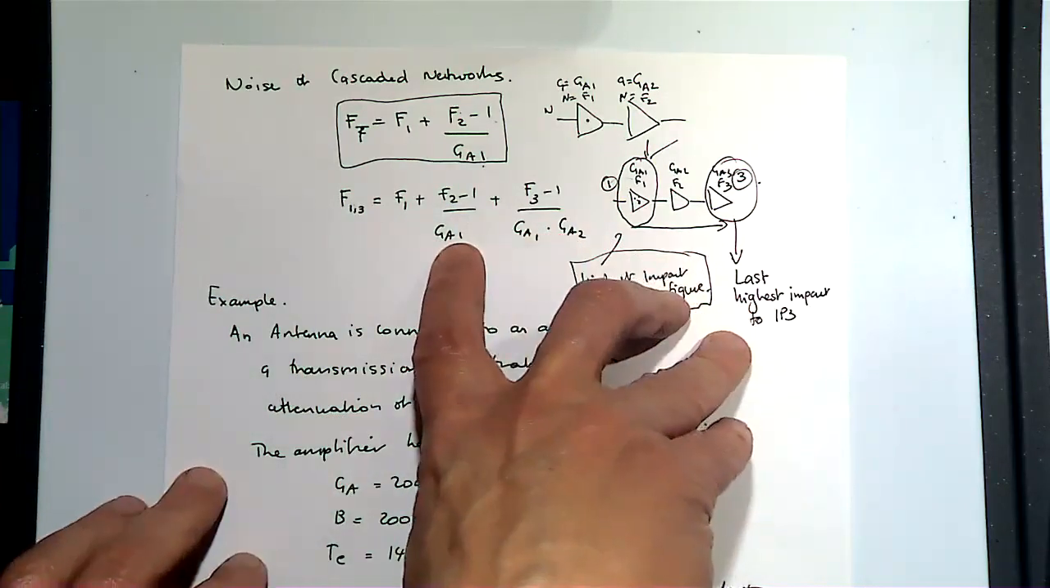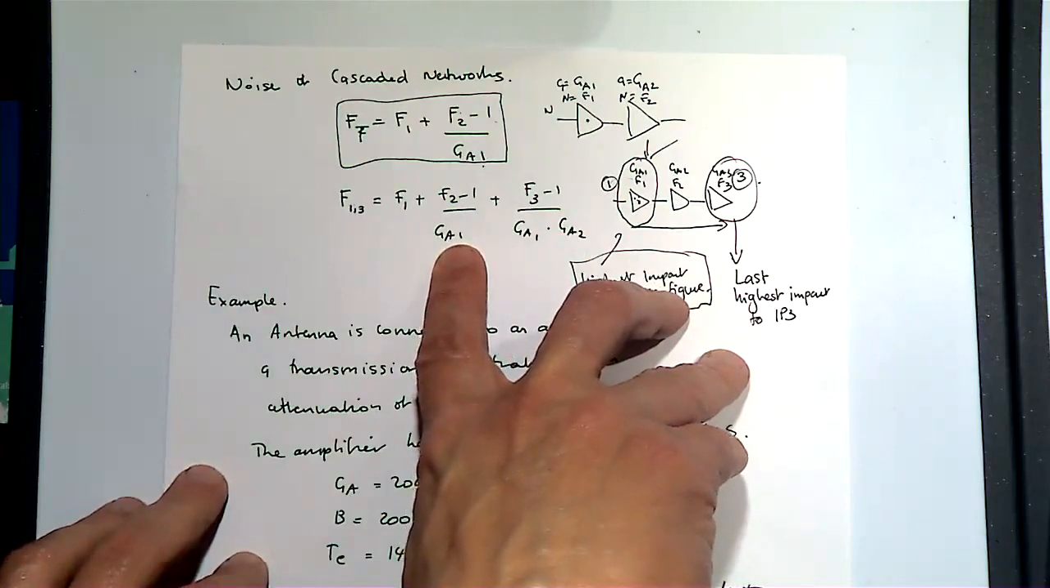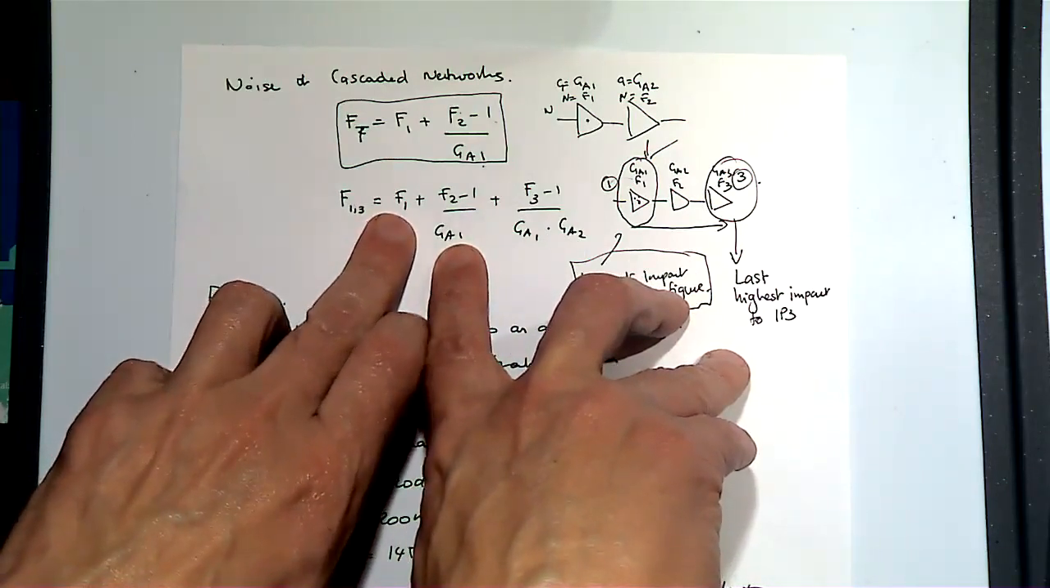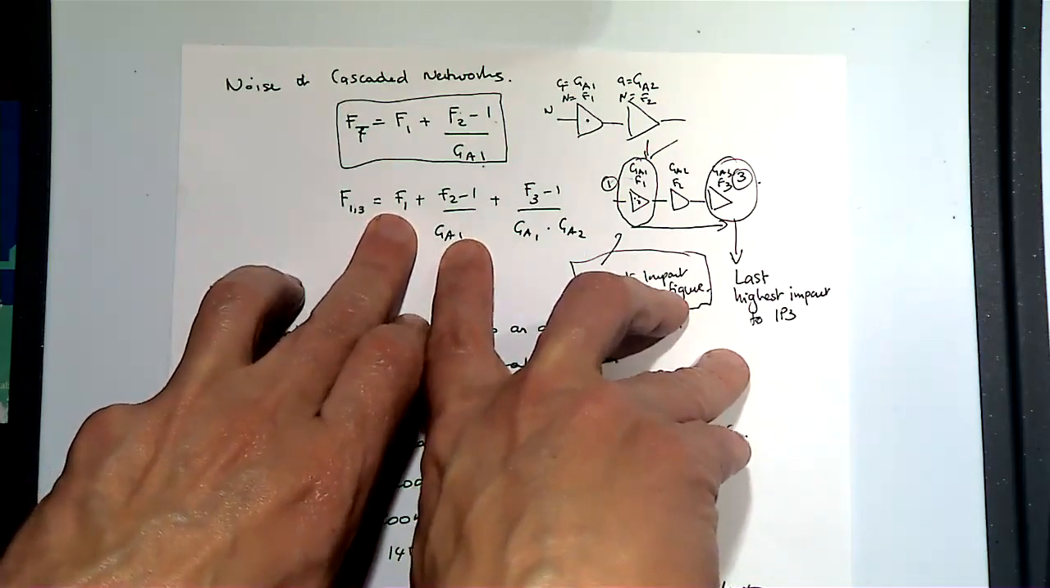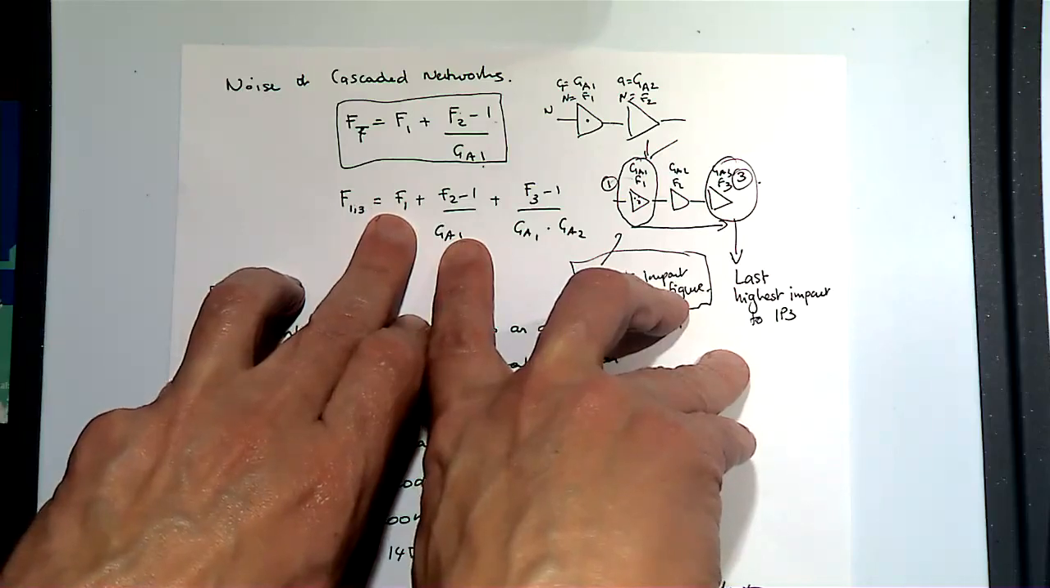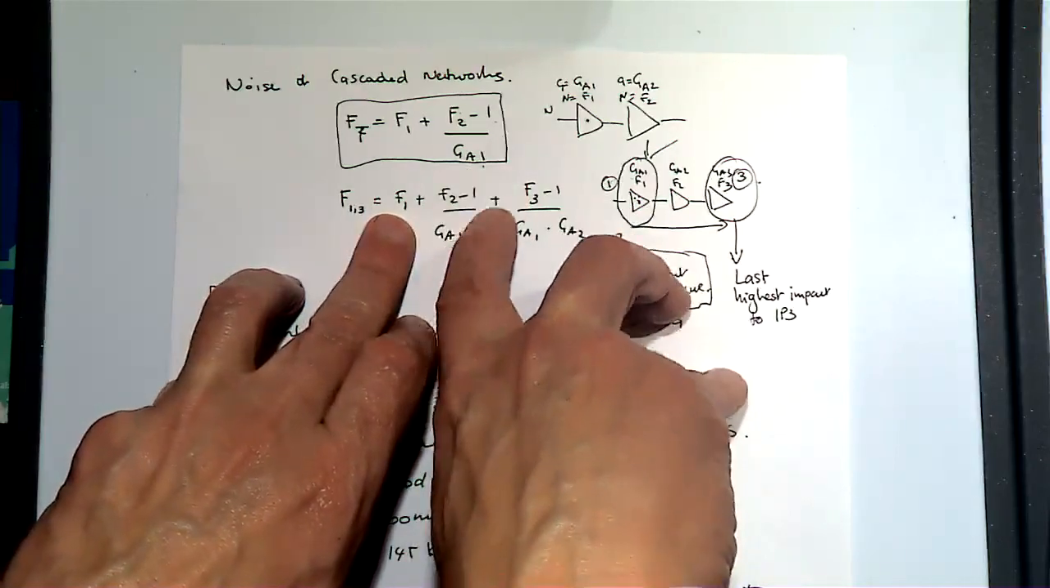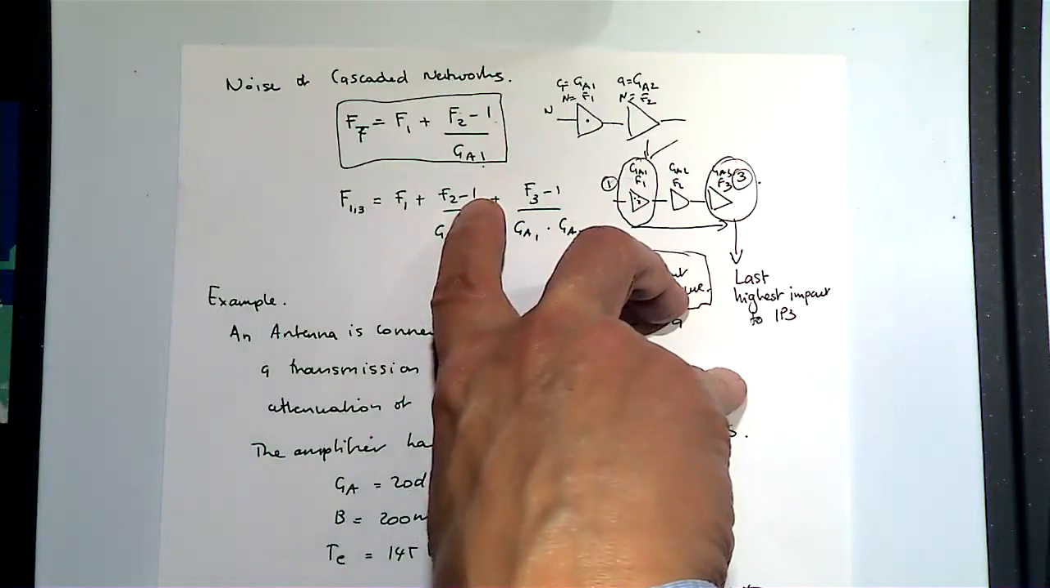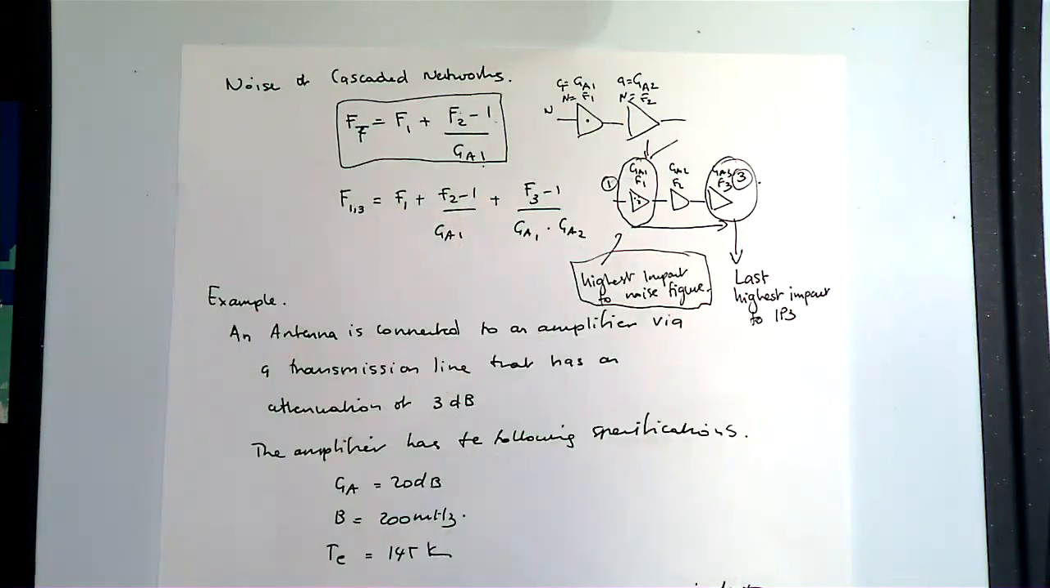If the second element had a low noise figure, but also had a lot of attenuation, as an example, then F2 might dominate, right? So ideally, if you're designing some kind of receiver structure, what you want is the lowest noise figure and highest gain as early on as possible.